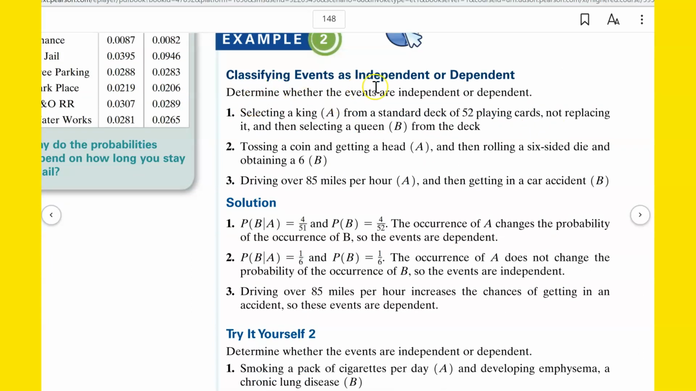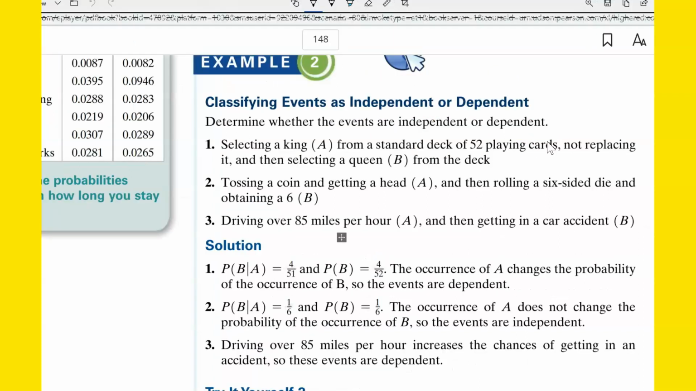All right, let's see if we can classify events as independent or dependent. Determine whether the events are independent or dependent. Select the king from a standard deck of 52 playing cards, not replacing it, then select the queen from the deck. So here we go. What's the probability of selecting a queen in general? 4 out of 52, right? What's the probability of selecting a queen if you already selected a king first? Then it's 4 out of 51. These two things are not equal. Therefore, we are going to say that they're dependent.